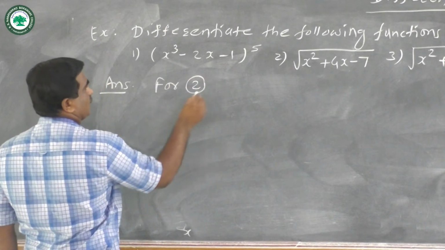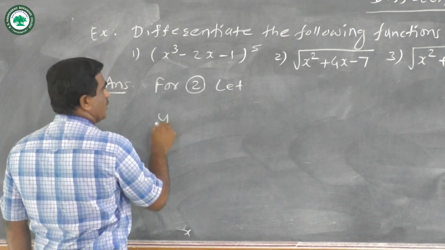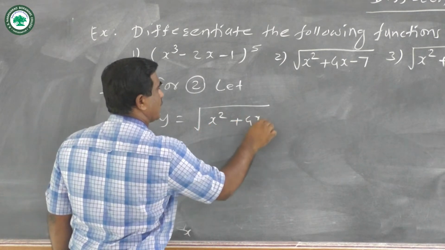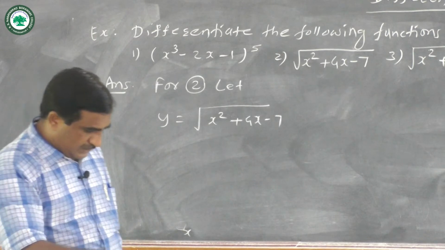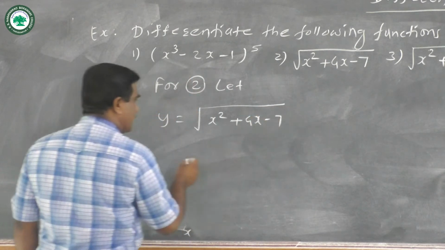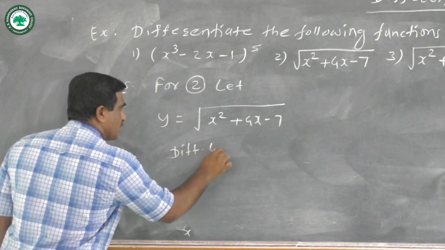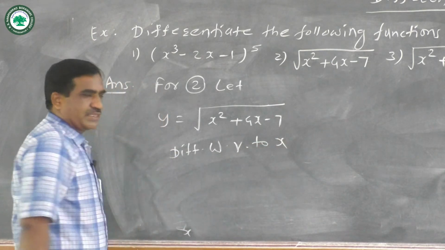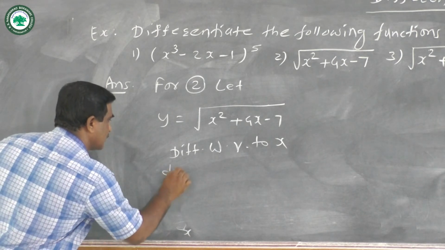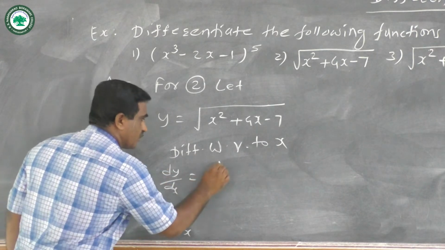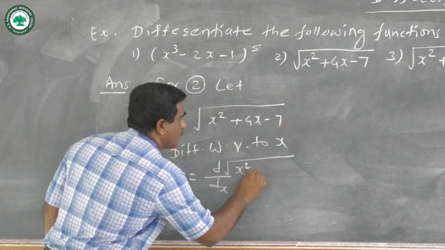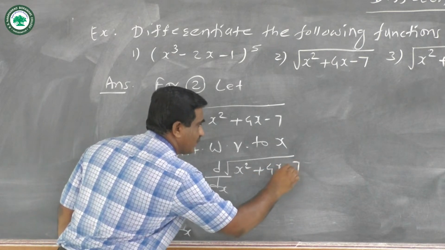For the second example, let y is equal to under root (x square plus 4x minus 7). This is the root function, under root x. Differentiate this with respect to x. Therefore, the derivative of y, dy by dx, equal to d by dx of under root (x square plus 4x minus 7).